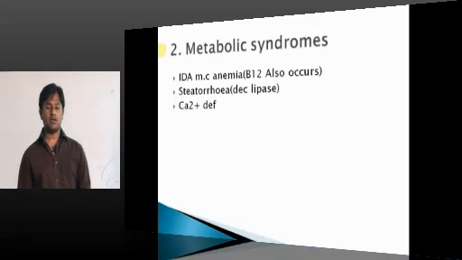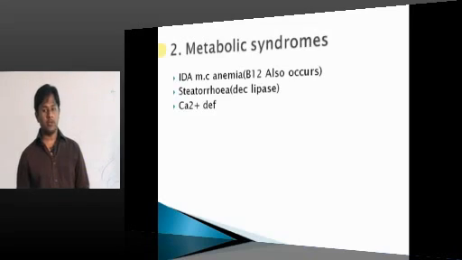Decreased lipase production, what does it cause? Steatorrhea. What happens when there is steatorrhea? Fat soluble vitamins are lost. What are the fat soluble vitamins?